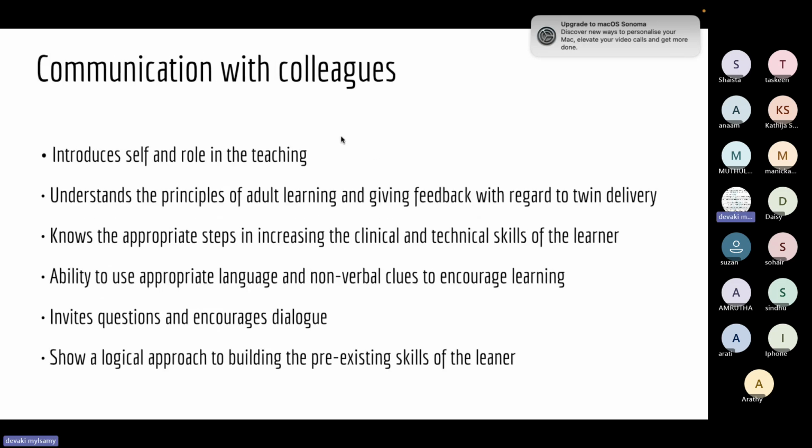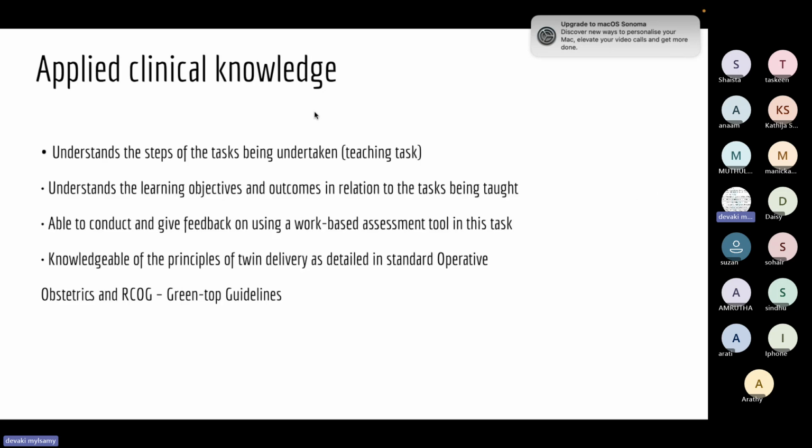Communication with colleague: two ways, how systematically you are going to conduct your teaching session and whom you are going to involve. In SCT it will be introducing self and role, understanding the principles of adult learning, giving feedback with regard to twin delivery, appropriate steps of increasing clinical and technical skills of the learner, ability to use appropriate language and non-verbal cues to encourage learning, invite questions, encourage dialogue, checking their background, checking their understanding at frequent intervals. These all will be included in the communication with colleague domain.